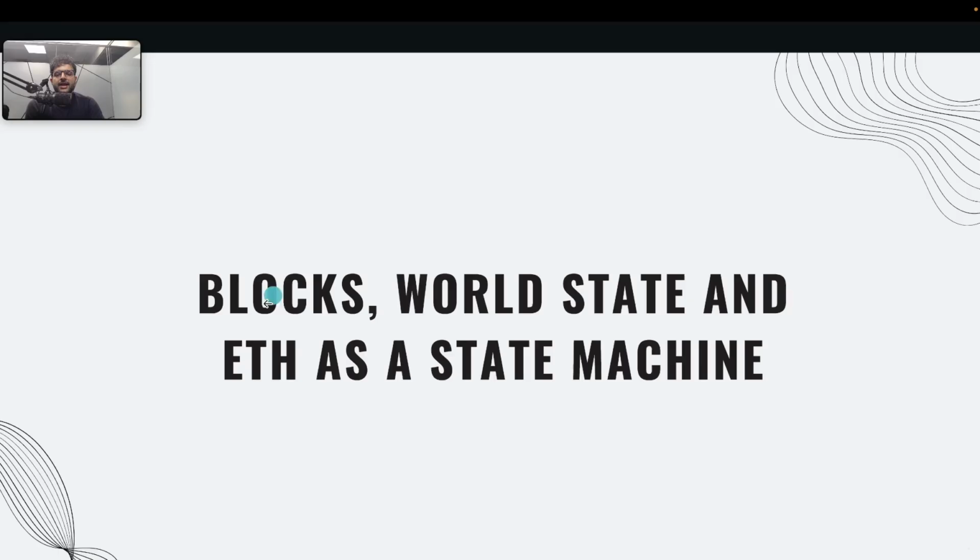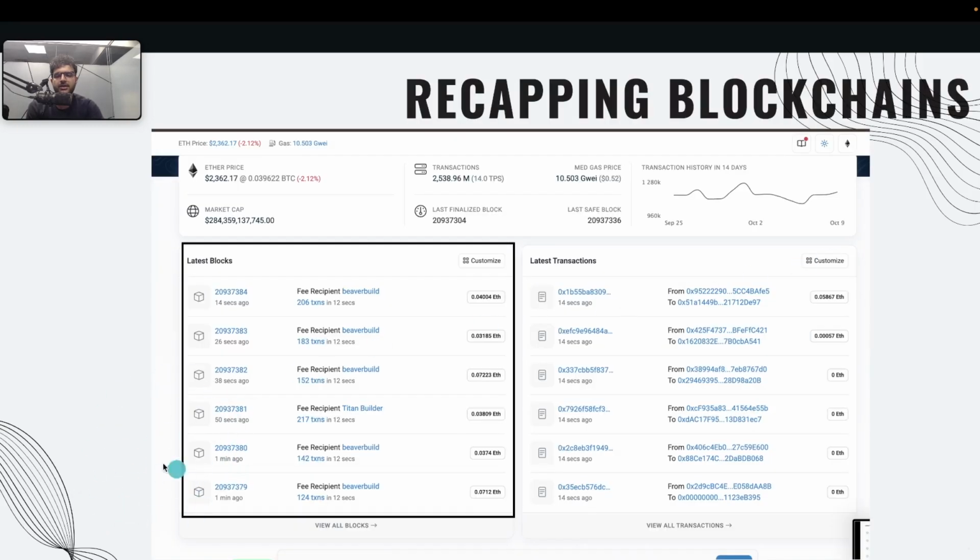Blocks, world state, and Ethereum as a state machine. So we are done with the recap of blockchains, and hopefully we remember. If we did not remember, we understand that a blockchain is a bunch of thousands of millions of blocks that have been mined over time, and the last block looks like this. Based on this, I have some Ethereum in my account, and you might have some Ethereum in your account. If you have ever freelanced, you might have asked someone, please send me Ethereum, I will accept Ethereum. Then in one of these blocks, your transaction is there where you received Ethereum as a freelancer. After that, your balance has been updated in the world state.